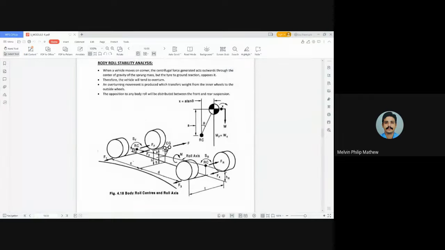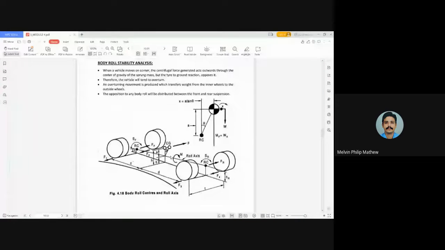Okay, please note this distance also. There is one distance here, A and B, and A is the distance from the center of gravity to the roll axis, while B is the distance from the roll axis to the ground axis. So this is the ground axis you can show here, and that is B. Okay.